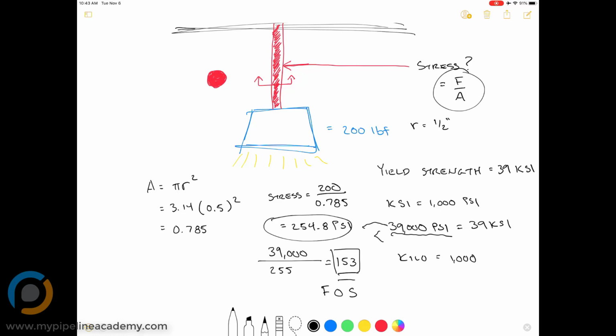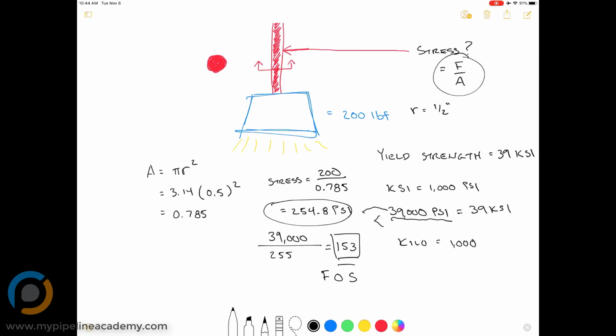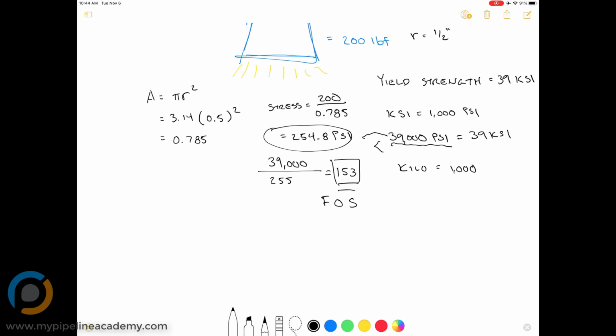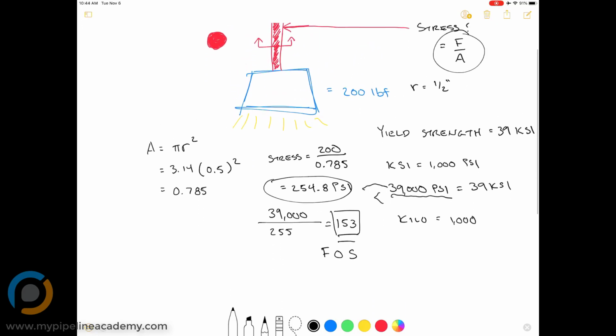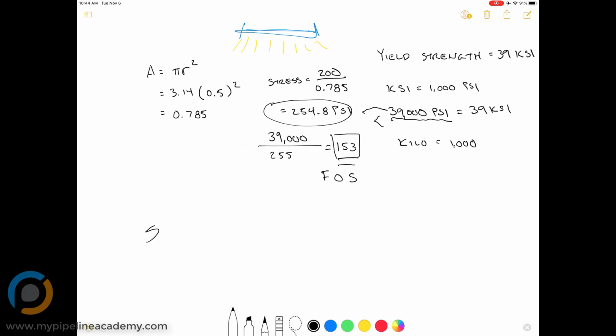So let's back into this now and go back towards the beginning of the problem. And instead of saying we have a half-inch radius, let's instead say, what radius do we need in order not to fail? So I guess we use the same equation to do it like this. Alright. So the equation will be the same, but we know, let's see, stress equals force divided by area.